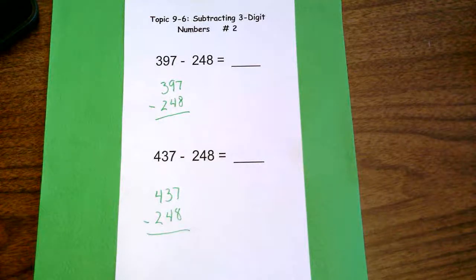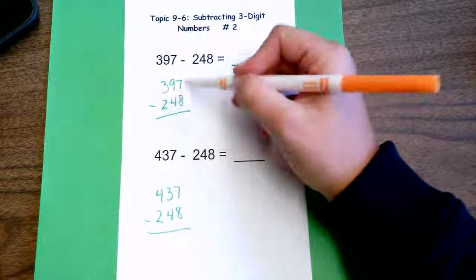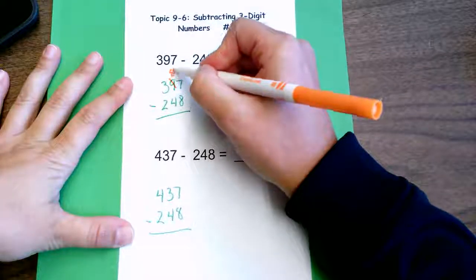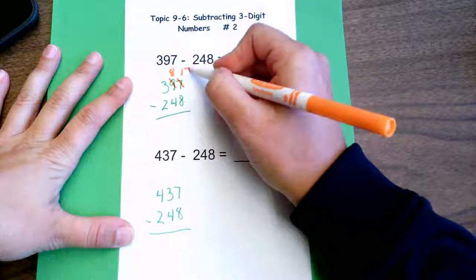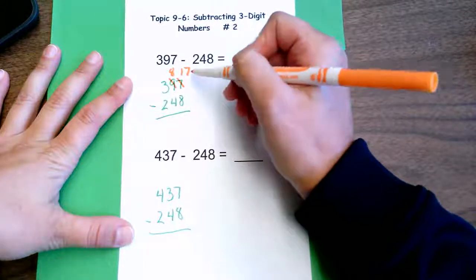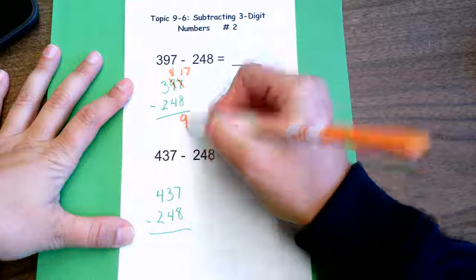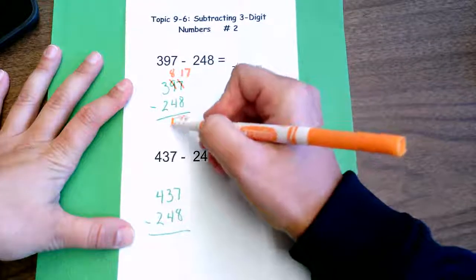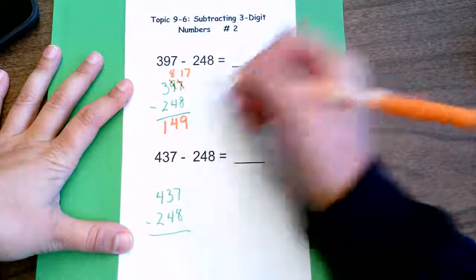So again, let's start in our ones column. 7 minus 8, we cannot do 7 take away 8 because 7 is not enough. So I'm going to come over to my tens place and take one of those away and give that to the 7, which would give me 17. Because I'm taking 1 ten and adding it to the 7, which would give me 17. 17 minus 8 is going to give me 9. 8 take away 4, I don't need to regroup. That's perfect. That would give me 4. And then 3 take away 2 is 1.